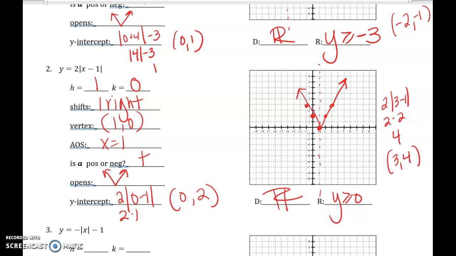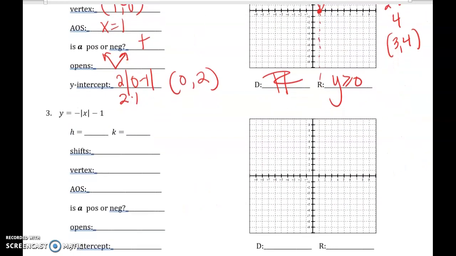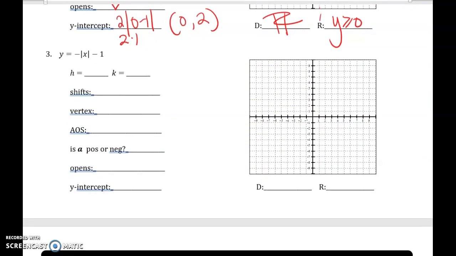How'd you do? Do okay? If you're confused, please email me. Number 3, same thing. Hit pause. Try it on your own. Hit play. See if you did it right.